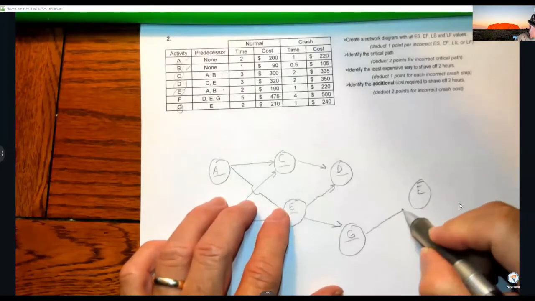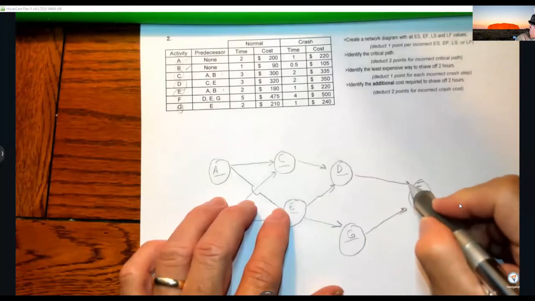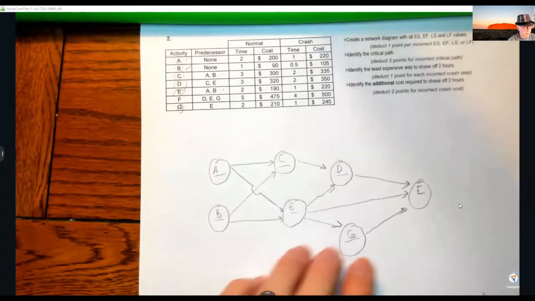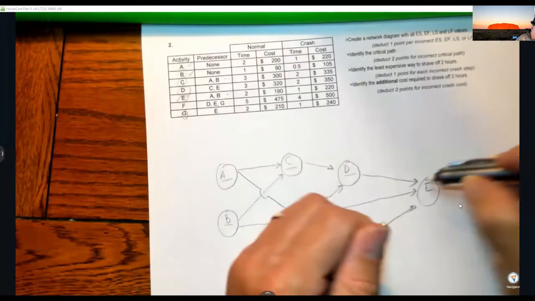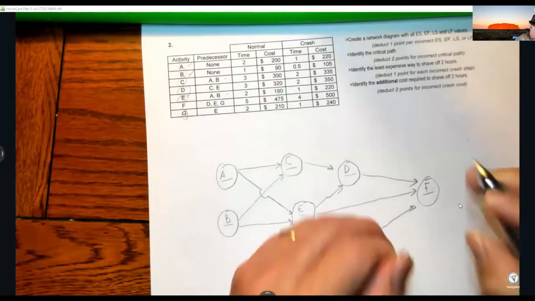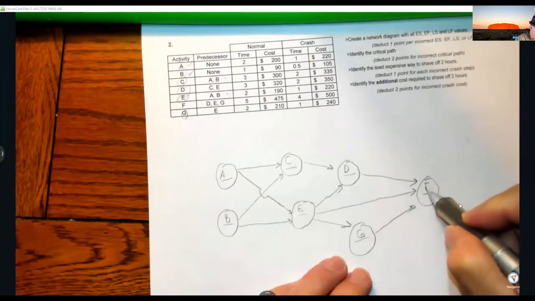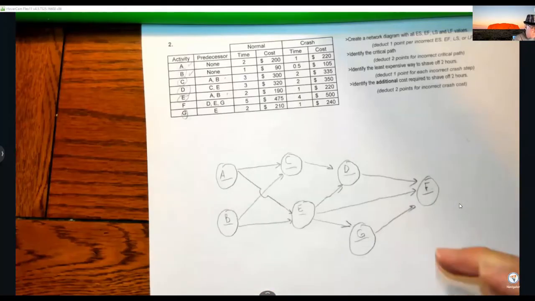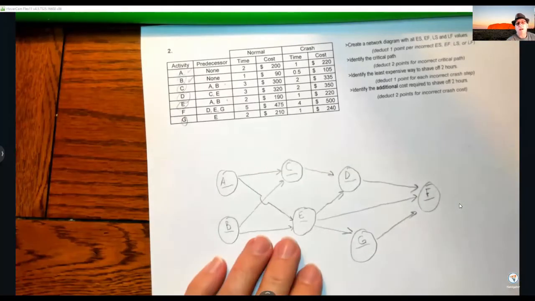And I go D, E, and G go to F. I remember to make this F a little bit better, because I didn't have enough space underneath it. There we go. I don't want to make any mistakes. All right, so now we've got this done.